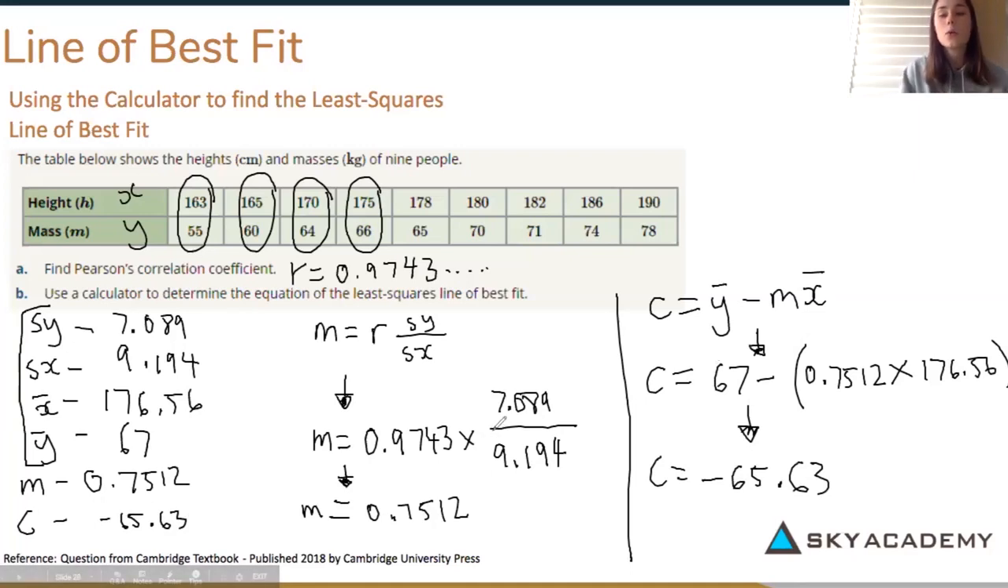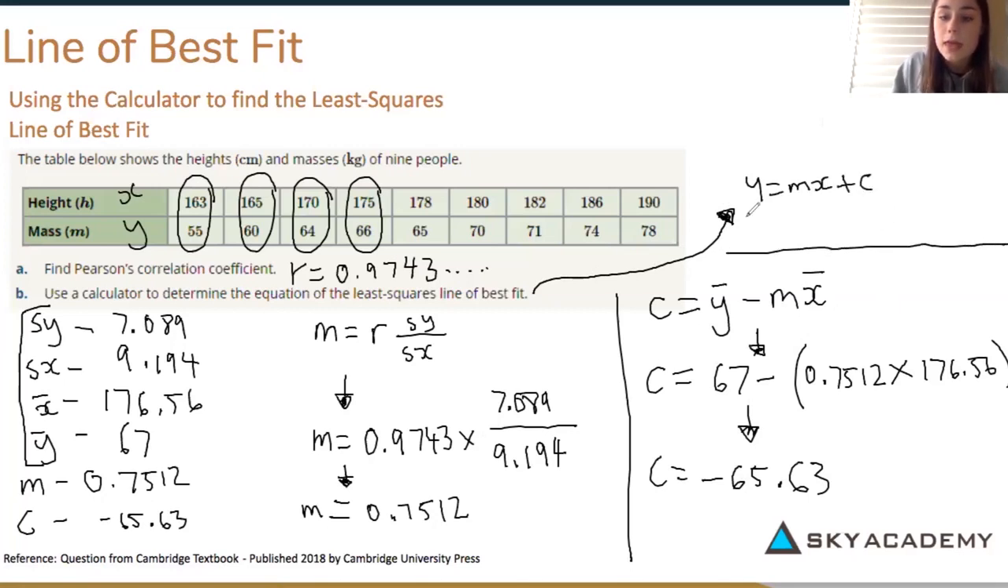Now we've got all the information we need to solve for the equation of the line in gradient intercept form. So we are going to do y equals mx plus c. I'm just going to draw a line there. So therefore y equals m, which is 0.7512, x plus our y-intercept, but our y-intercept is a negative, so then it'll be negative 65.63 as our final answer.